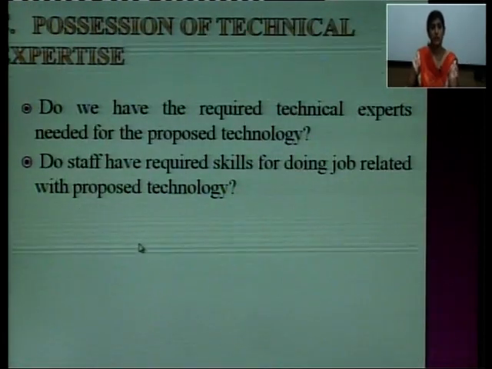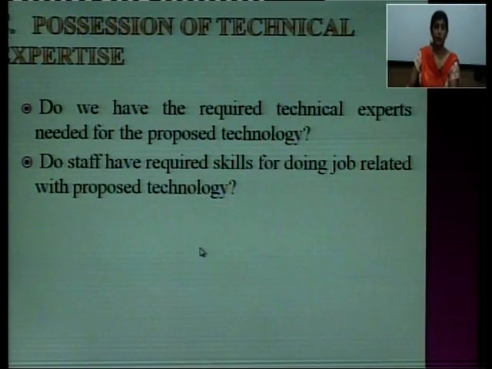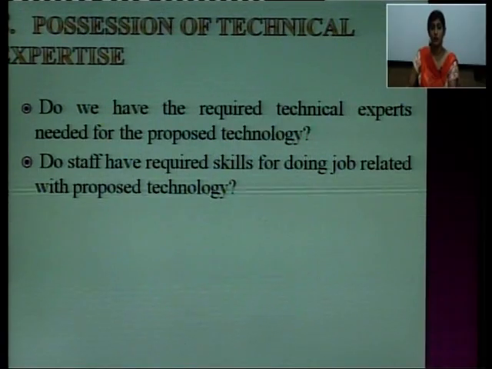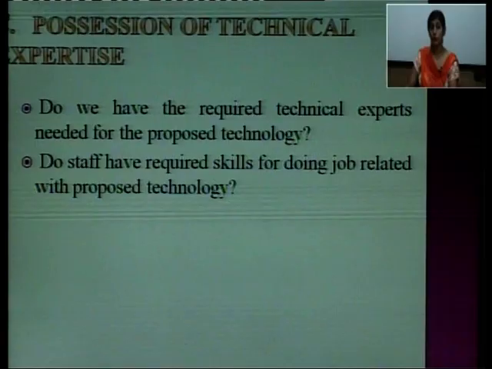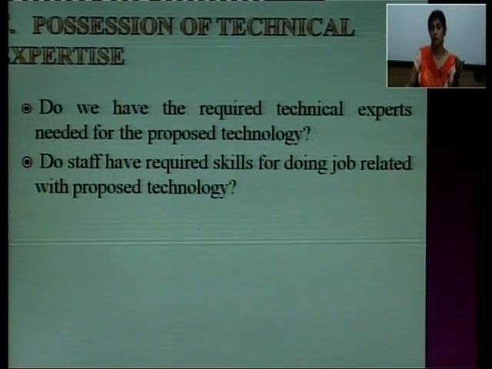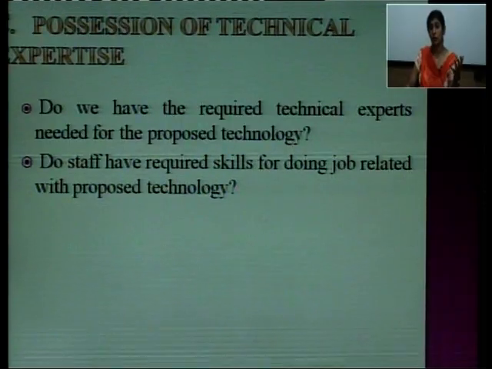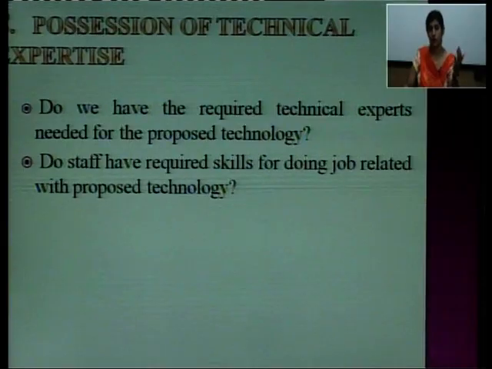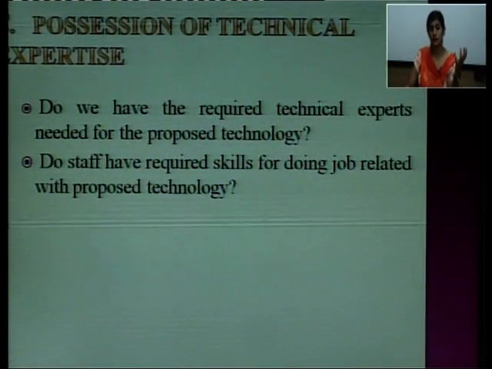Now, next is possession of technical expertise. Do we have the required technical experts needed for the proposed technology? Does the staff have the required skills for doing jobs related to the proposed technology? Clear what type of aspects we must consider before implementing any project or any product or any system or any software. These are all the steps that we consider in feasibility study.